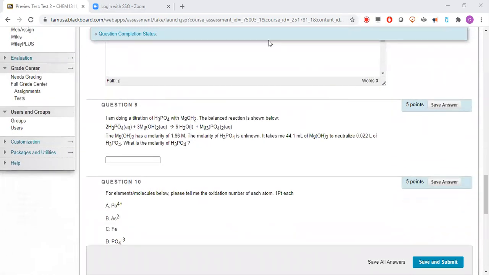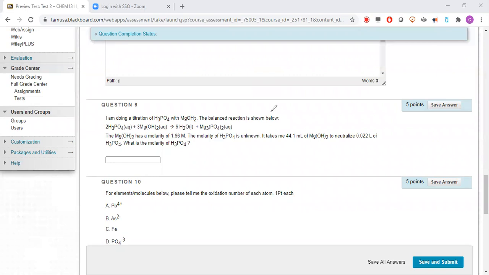Number 9, I'm doing a titration. I need the molarity of H3PO4. This is basically just like the question we saw above it, where we're doing solution stoichiometry with a limiting reactant. Here we're doing acid-base, right?